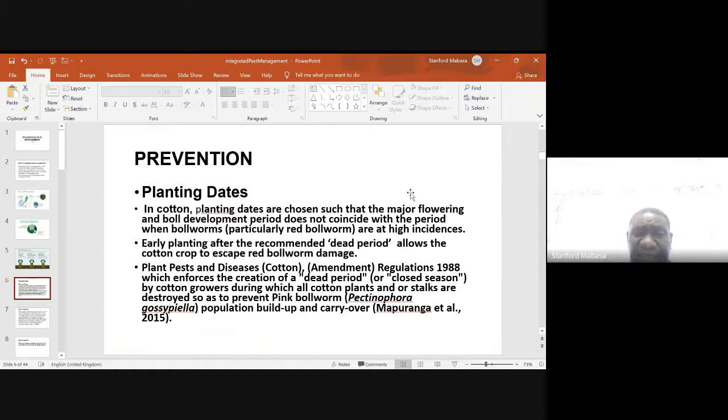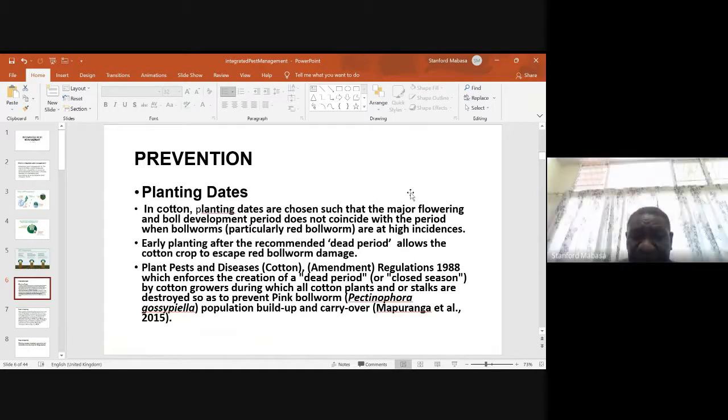Plant pests and diseases in cotton, you've got some regulations which were promulgated in 1988. Now, these regulations enforce the creation of a dead period. You are growing cotton, and it has to be destroyed. That is the closed season or the dead period.